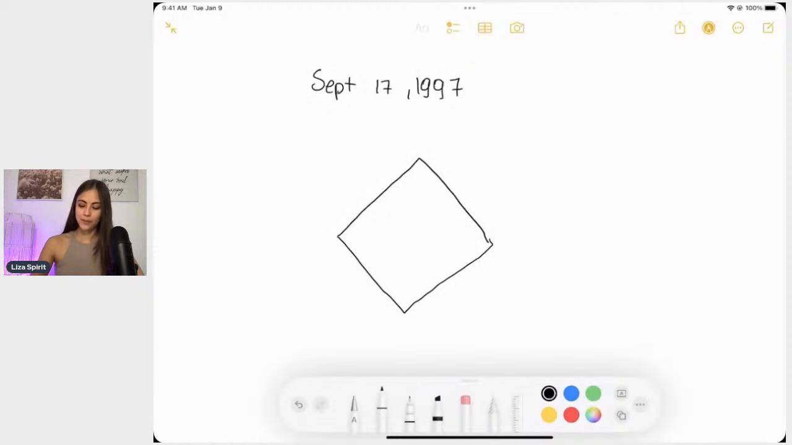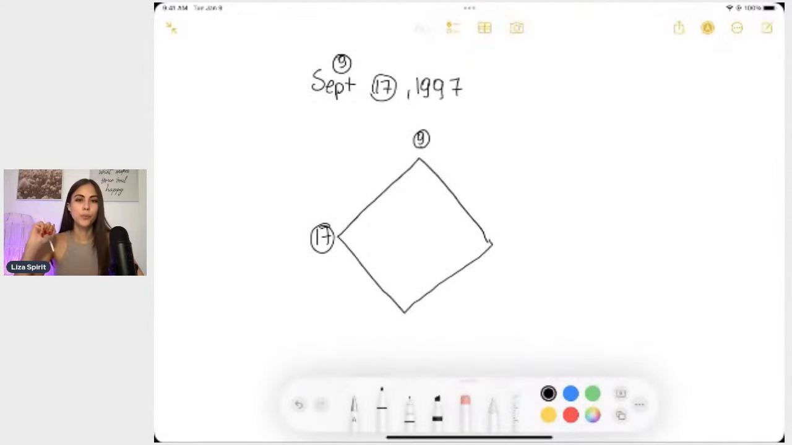And we're going to put the numbers. First, we take your day of birth. For me, it's 17, and we're going to start putting it here. September, we need the number. It's the 9th month. So 17 goes here. Then we have 9 here on top. That's the month when you were born.